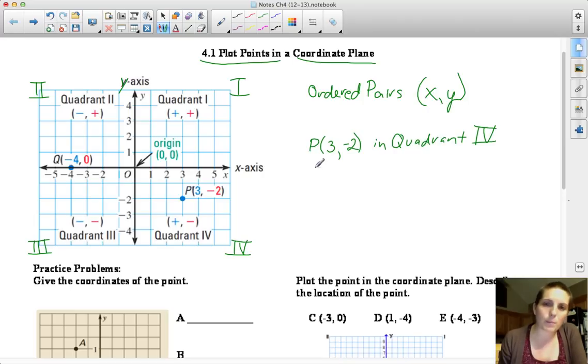Now let's talk about that point Q. Point Q has the coordinates, or the ordered pair, -4, 0. But when you look at that point, it's neither in the 2nd quadrant nor in the 3rd quadrant. It's on the x-axis. That would be its description, that it's on the x-axis.